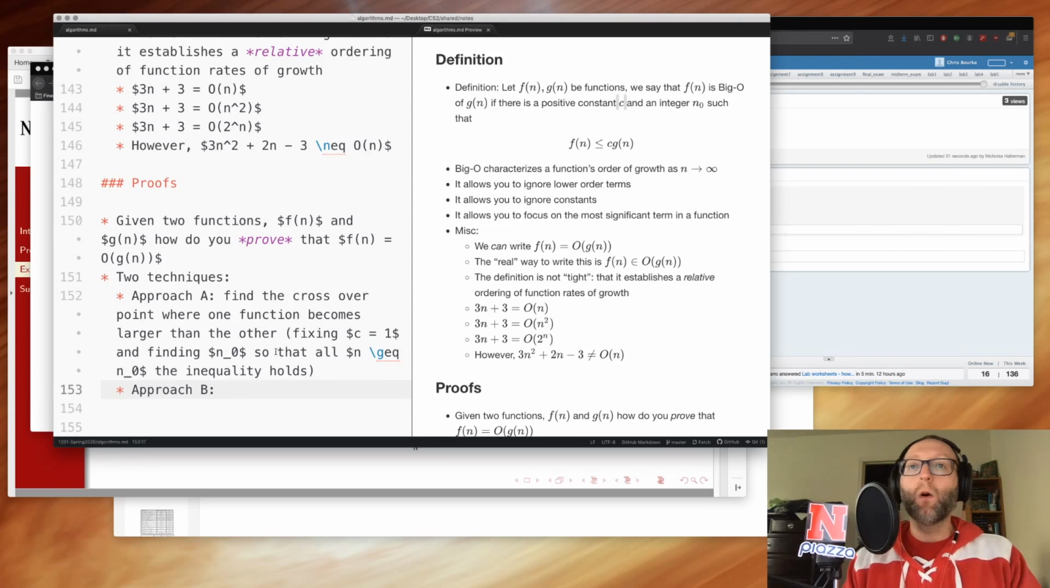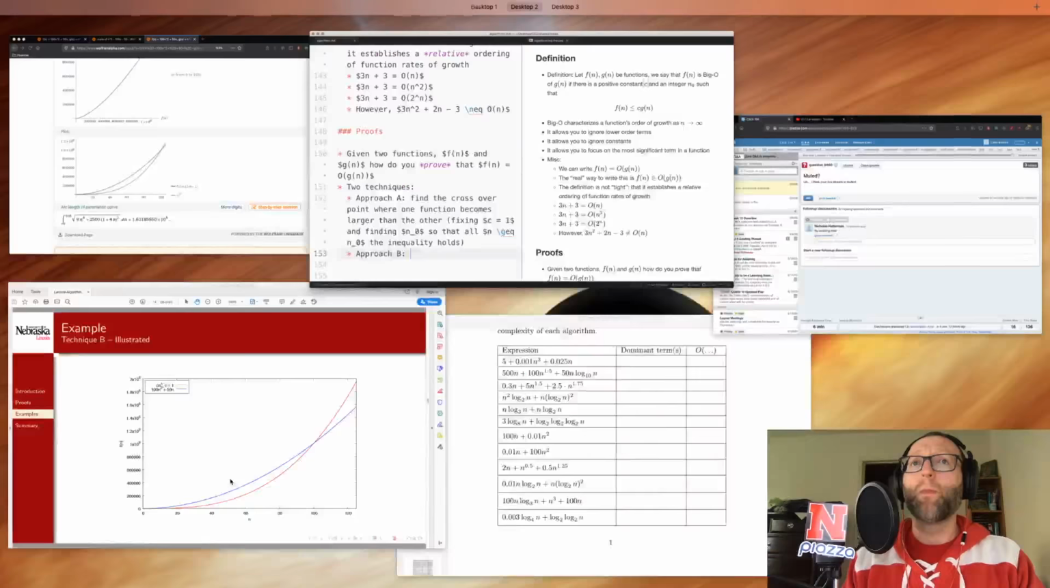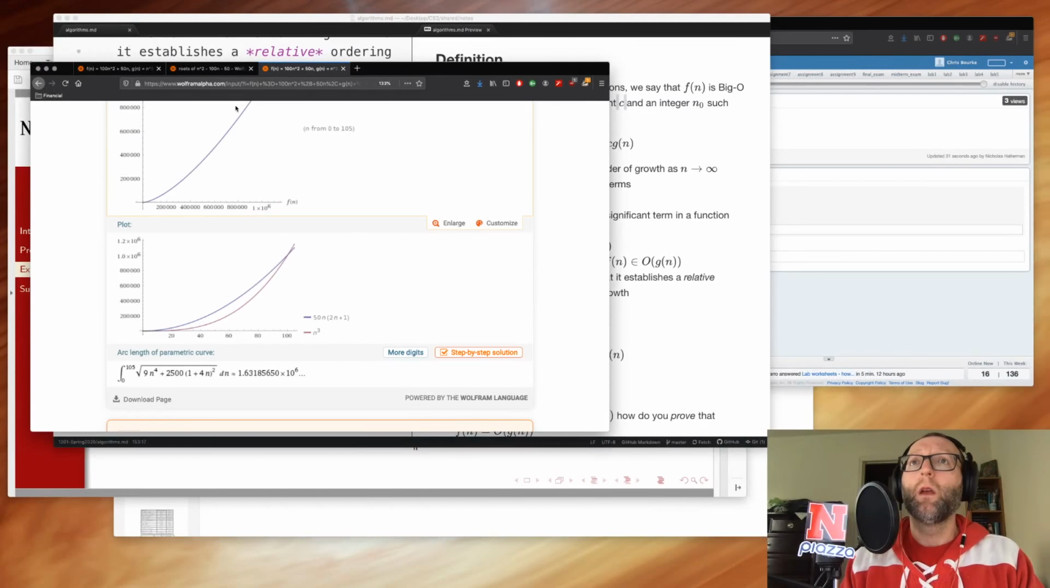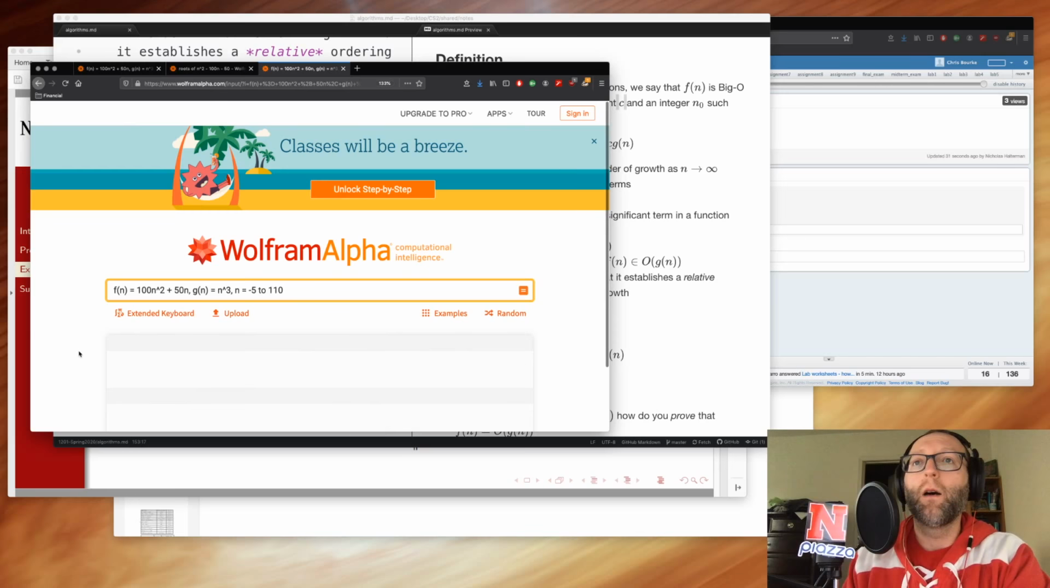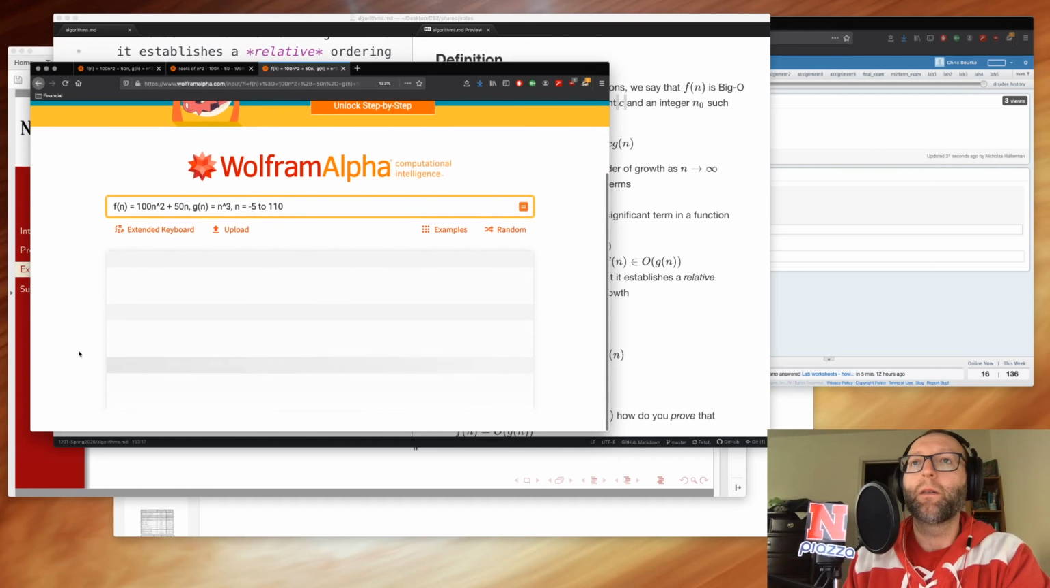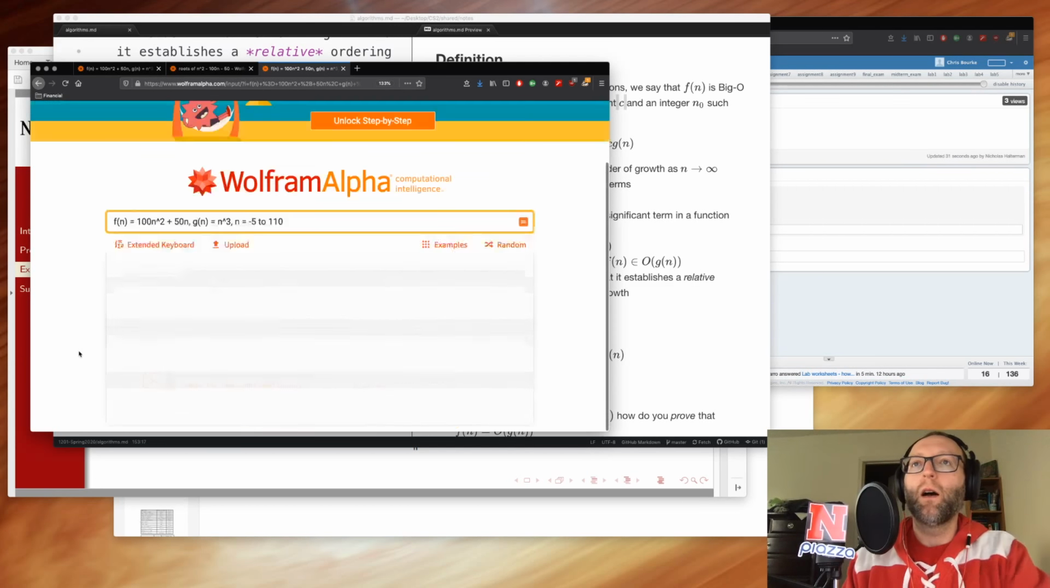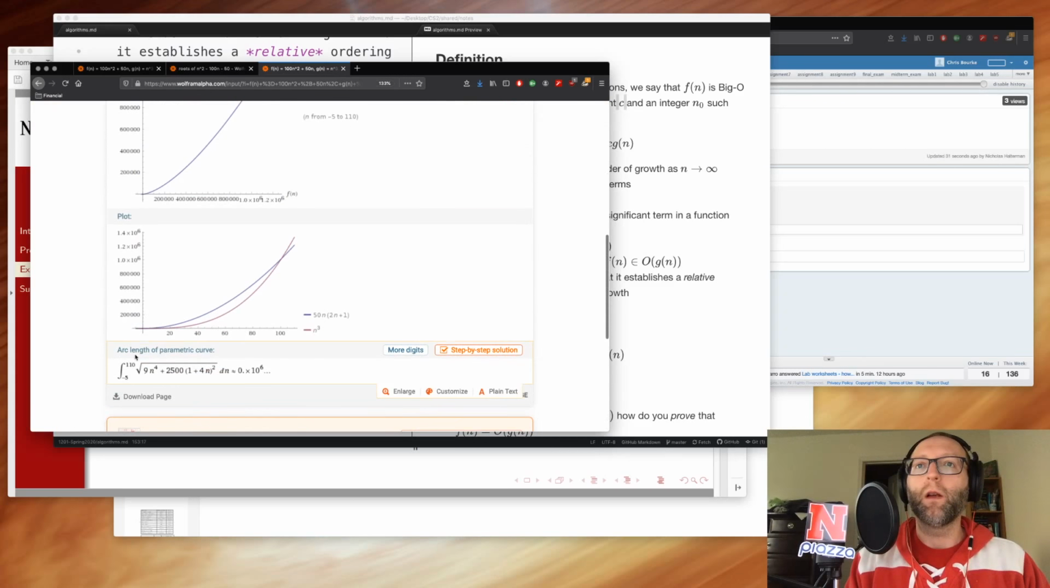So what I'm going to do is go back to Wolfram Alpha over here. And here are my two functions again. Here are the two functions, and I'm going to expand out over here, and let's zoom out from that graph a little bit here.